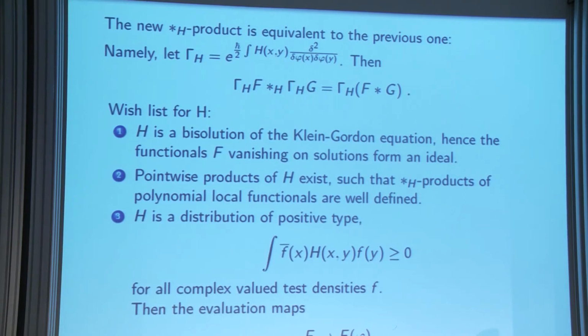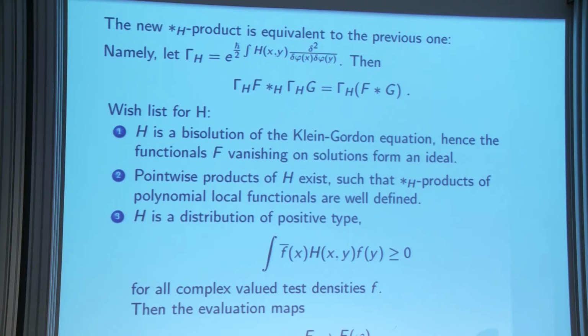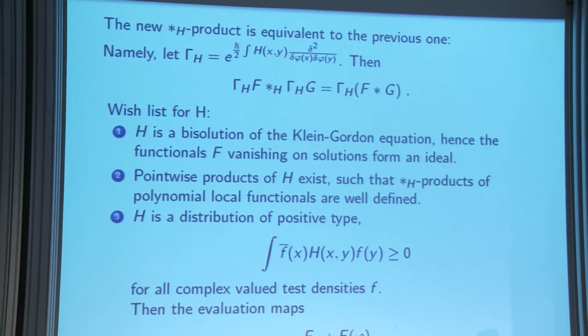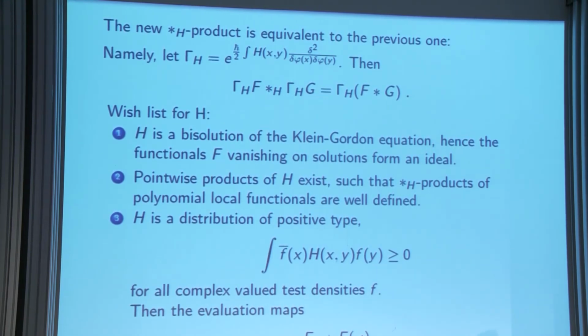Namely, let us look at the operator gamma index H, which is defined as the exponential of H bar over 2 times this distribution capital H paired with the second functional derivative. And this is again defined in the sense of formal power series, and you can then easily check that the two star products, the original Wien-Moyal product and the star H product, are related by this operator, and also this operator is invertible, so this is really an equivalence of star products.